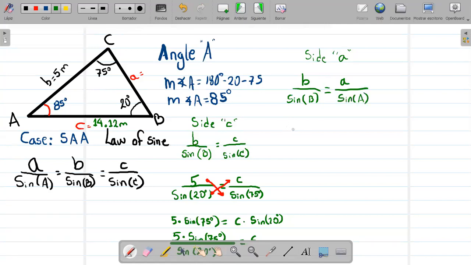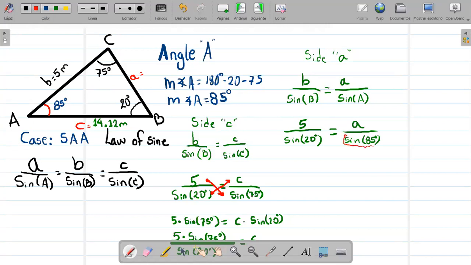And let's replace. Instead of B, we have 5 meters, which is 5, over sine of B, which is sine of 20 degrees, equals A, which is our unknown, over sine of A, which in this case is sine of that number I like much, which is 85. Of course, here I'm going to do the procedure the other way I was telling you in the other exercise. You decide. Here it is very easy to leave A alone.